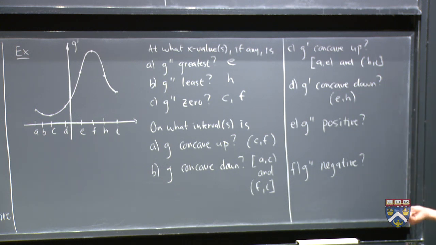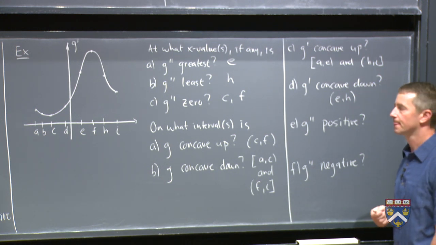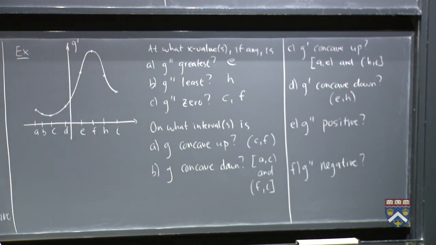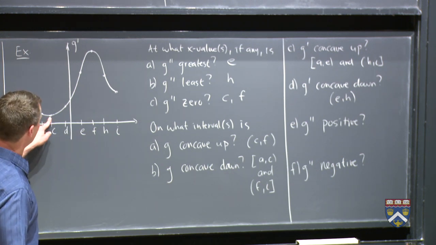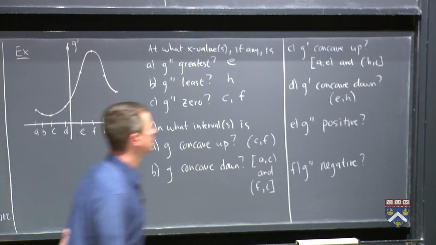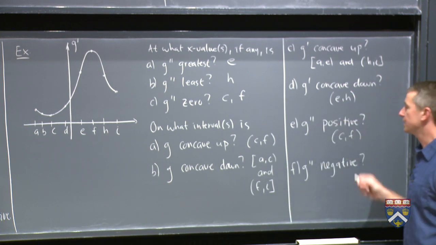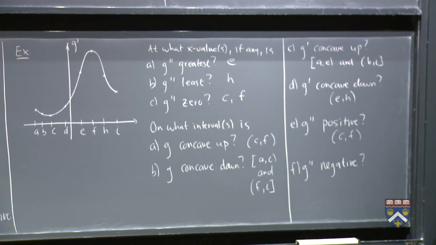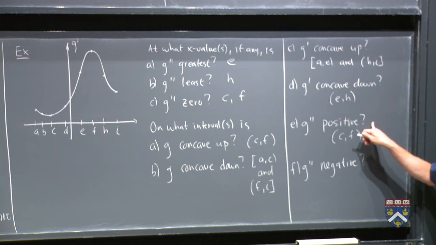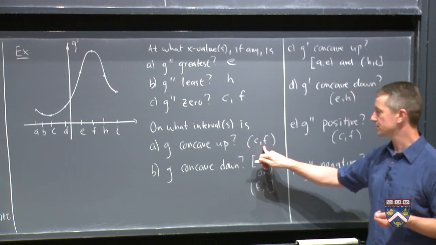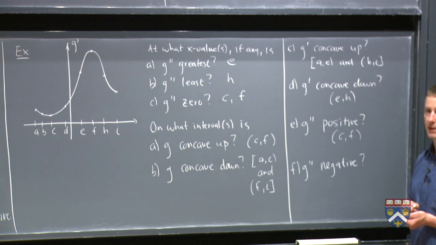G double prime is positive when G prime is what? G double prime is positive when G prime is increasing. So where is this graph here increasing? From C to F. So have we already answered that question? Is this question here, part E, the same as another question? G double prime positive, if you look back at your handy chart, is the same as saying G concave up. So the answer to question A is the same as the answer to question E.